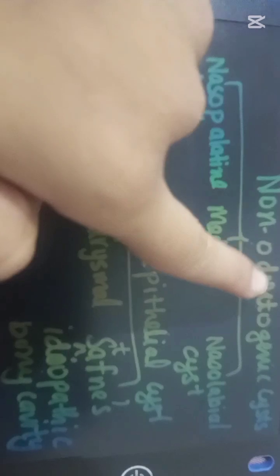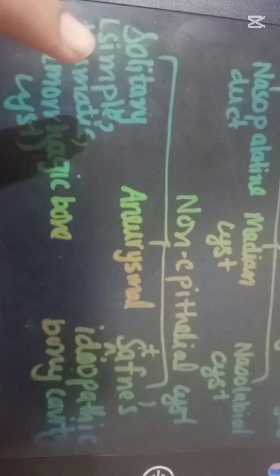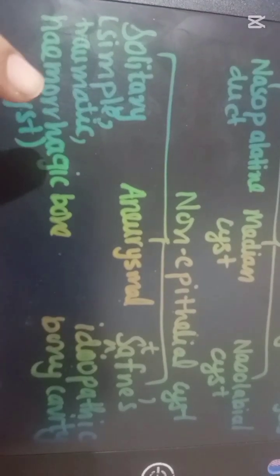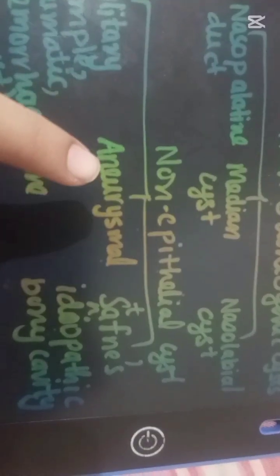Now we are moving towards the non-odontogenic cysts. In this we will study, inshallah, the nasopalatine, median cyst, and nasolabial cyst. In non-epithelium cysts, we have the solitary cyst. Always remember, there are many names for the solitary cyst. We call it simple cyst, traumatic cyst, hemorrhagic bone cyst, bone cyst. Then we have the aneurysmal cyst, which is not lined by epithelium, and also the Stafne idiopathic bone cavity is also not lined by epithelium.